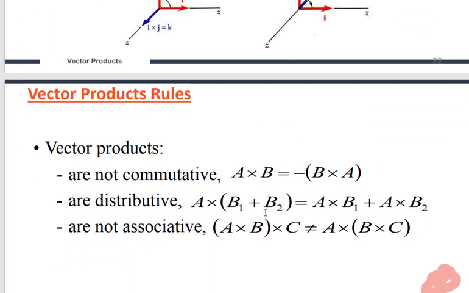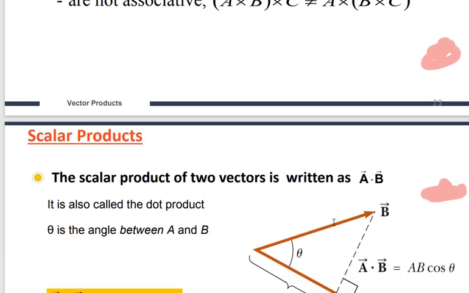This is about vector quantity. A cross B is minus B cross A. Distributive property: A cross (B plus C) equals A cross B plus A cross C. But A cross B cross C is not equal to A cross B cross C regrouped. This is not associative property, but in dot product it can be equal.